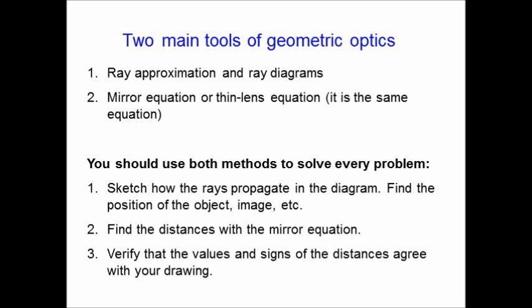In particular, the distance found from the mirror equation can be positive or negative, depending on whether the image appears in front of the mirror or behind it. We will discuss the rules for assigning the signs to the distances later in the video. By comparing the sign of the distance that you found from the mirror equation with the position of the image that you see in your drawing, you can confirm easily that your calculation was right.